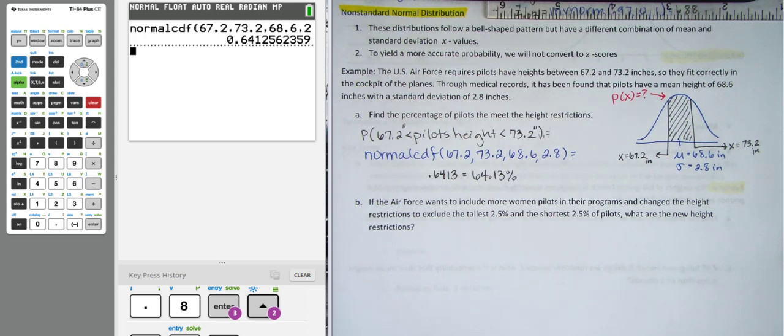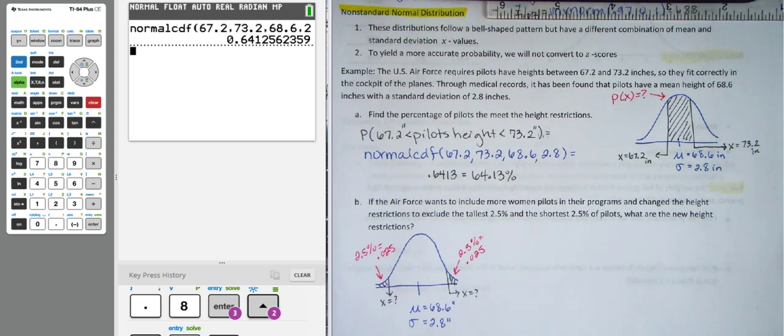If the Air Force wants to include more women pilots in their programs and has changed the height restrictions to exclude the tallest 2.5% and the shortest 2.5% of pilots, what are the new height restrictions? If we think about a picture where our mean and standard deviation are still the same, that means that we're now looking for the x values that are our cutoff points to throw out the lowest 2.5% and the highest 2.5% of pilots.